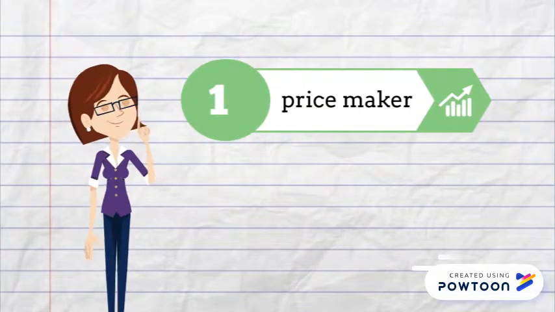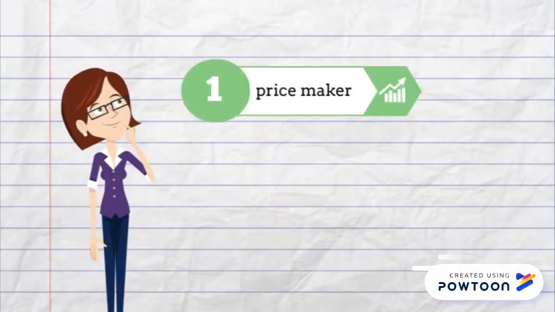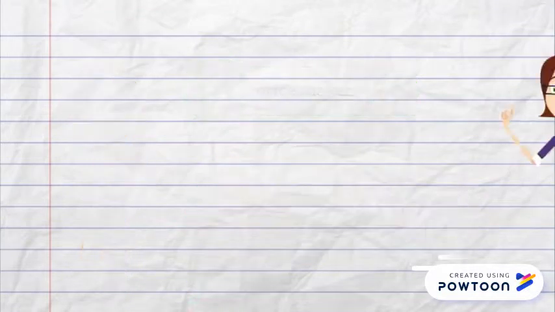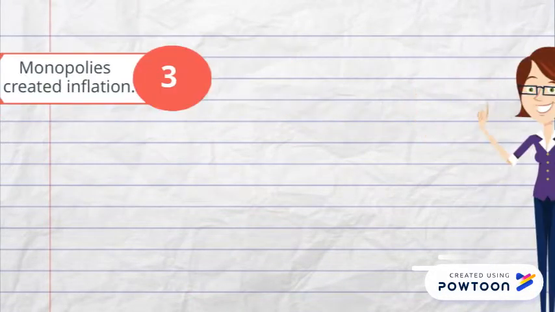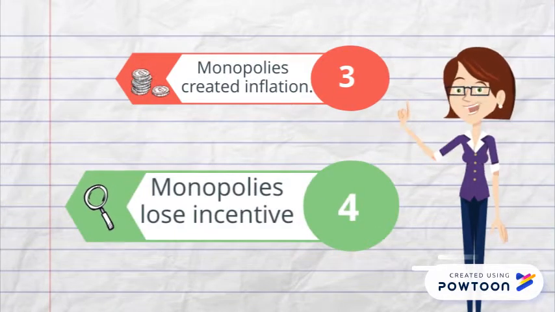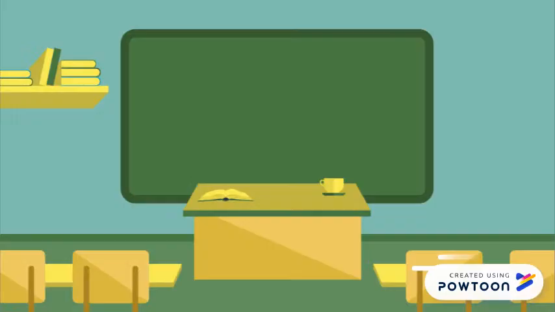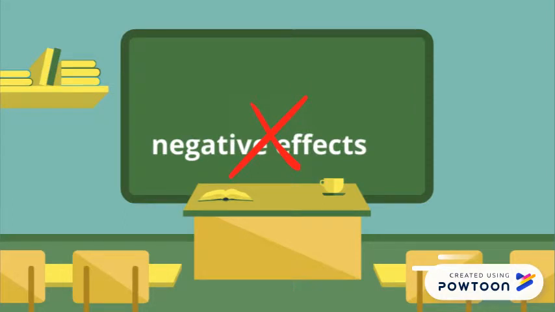First, monopolies can set any price that they like. Second, they also can supply inferior products. Third, monopolies created inflation. Fourth, monopolies lose an incentive to innovate or provide new and improved products. Monopolies are generally considered to have negative effects.